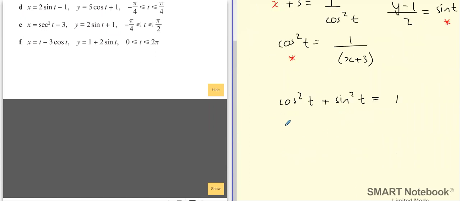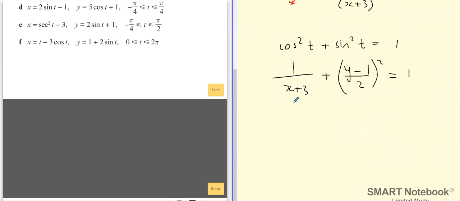And so say 1 over x plus 3 plus y minus 1 over 2 all squared equals 1. This might be a dodgy equation, to be fair, that you can't sketch. We're going to have a look in a second. So 1 over x plus 3 plus y minus 1 squared over 4 equals 1.